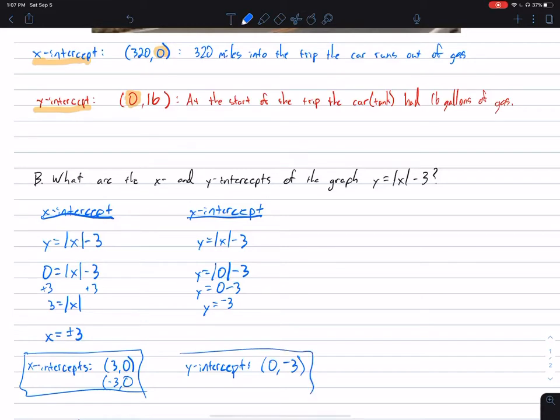You do want to be careful when you're writing the answers. Remember that the y-intercept should have x as 0, just don't mix them up. So main idea, x-intercepts, we know that y is equal to 0. Y-intercepts, we know that x is equal to 0. So this is something to always keep in mind.